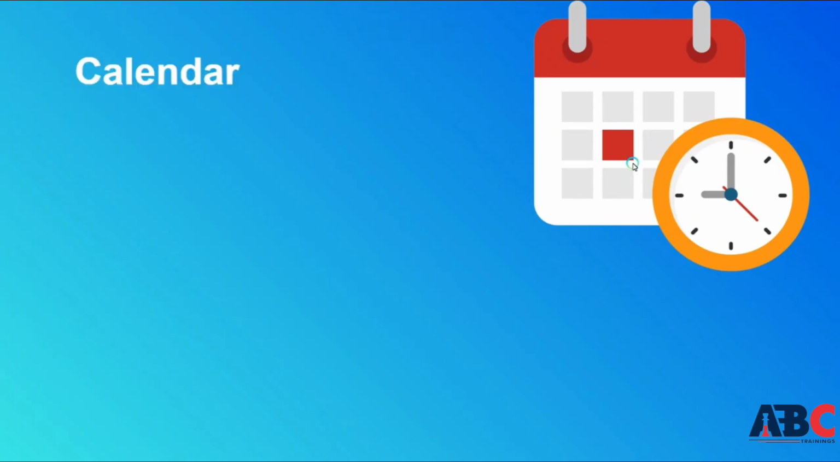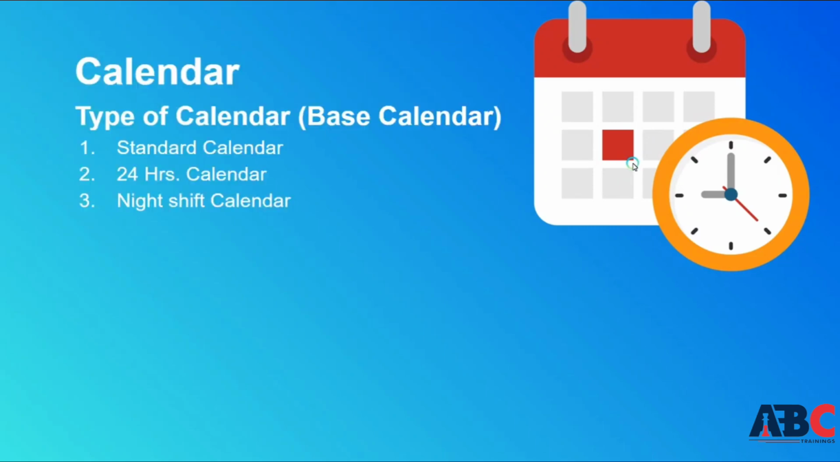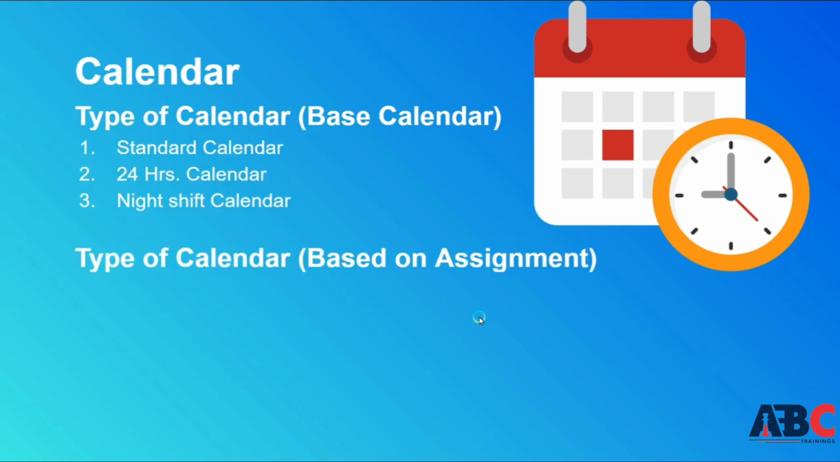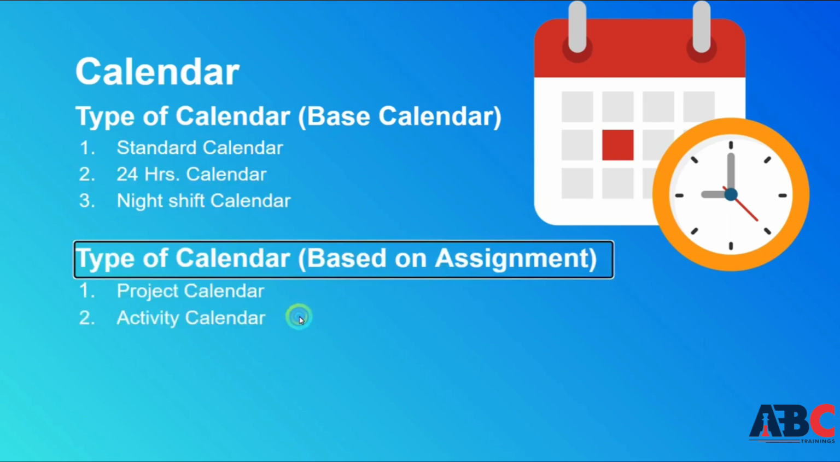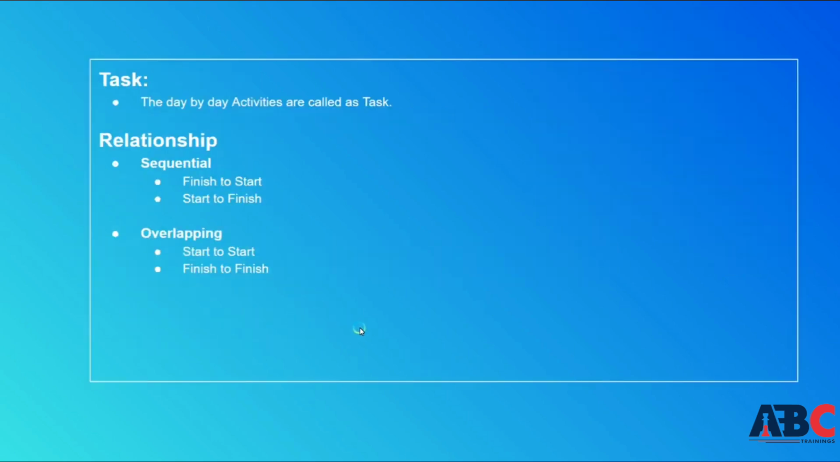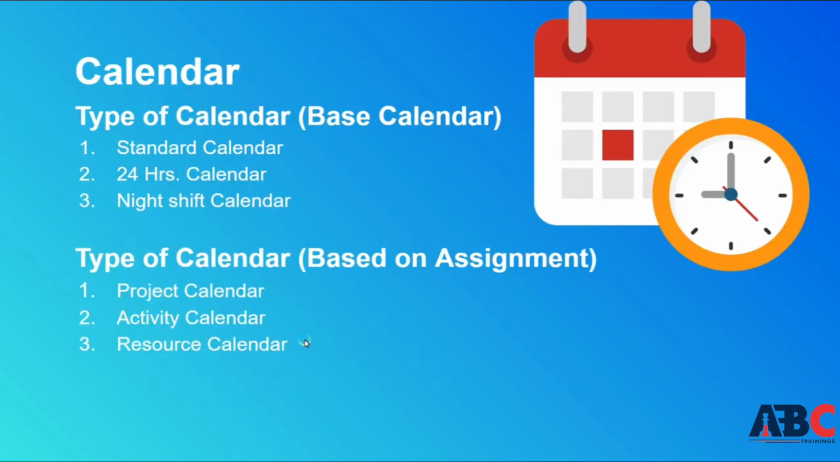Now there are different types of calendar. We saw that the type of calendar is based on assignment. We make a calendar, but it depends on the way we assign it. If I am assigning a calendar to a project, then that is a project calendar. If I am assigning a specific calendar to an activity, then it is an activity calendar. And if I am assigning a calendar to a resource, then it will be a resource calendar.